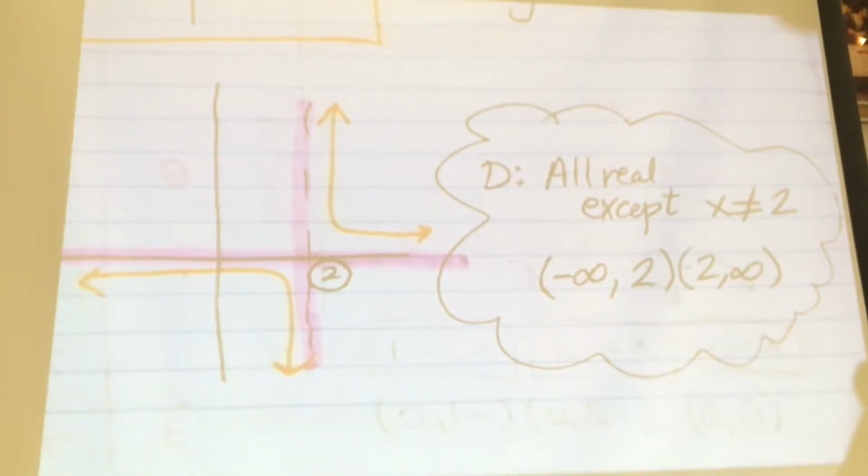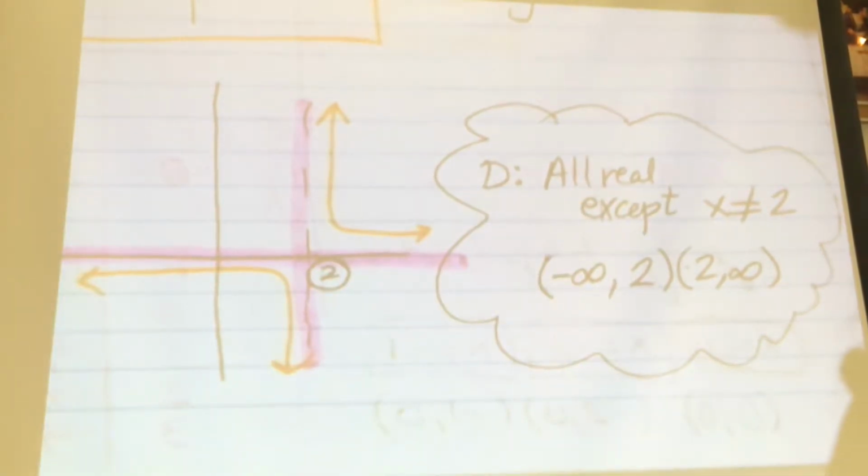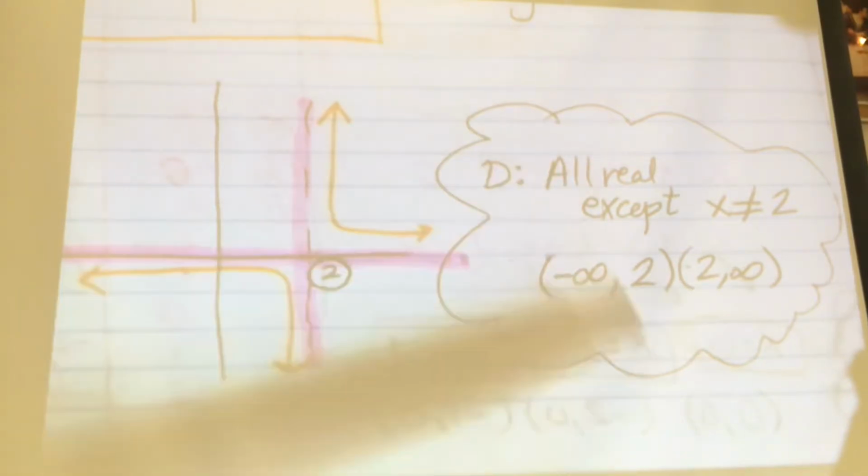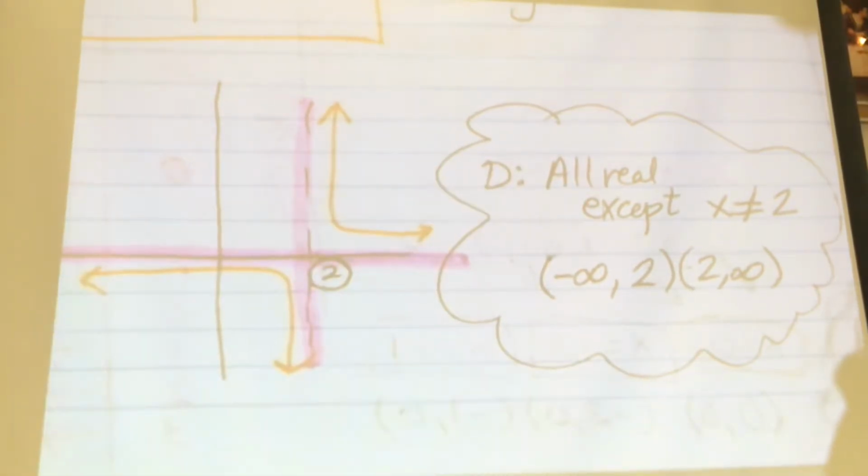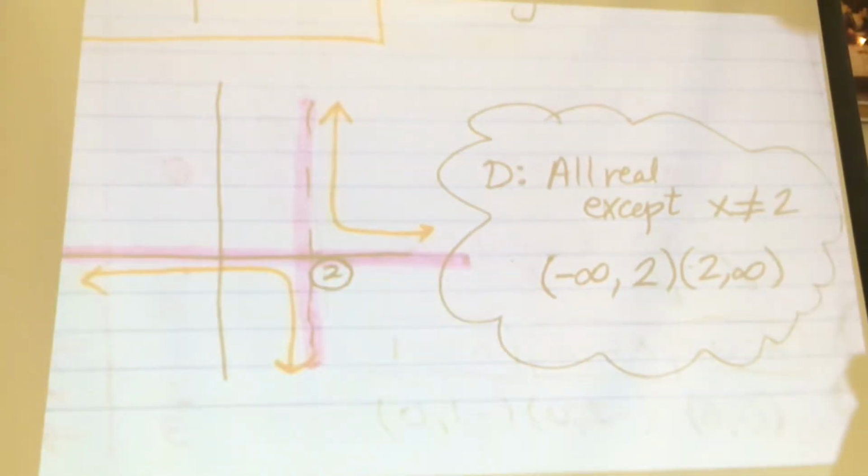Yes, honey? You can just do this. All real x cannot equal 2. Yes, honey? I will accept either way, but because it's multiple choice, I need you to be able to read it both ways. Because it might be written like this, and it could be written like this. So you have to know what it means.